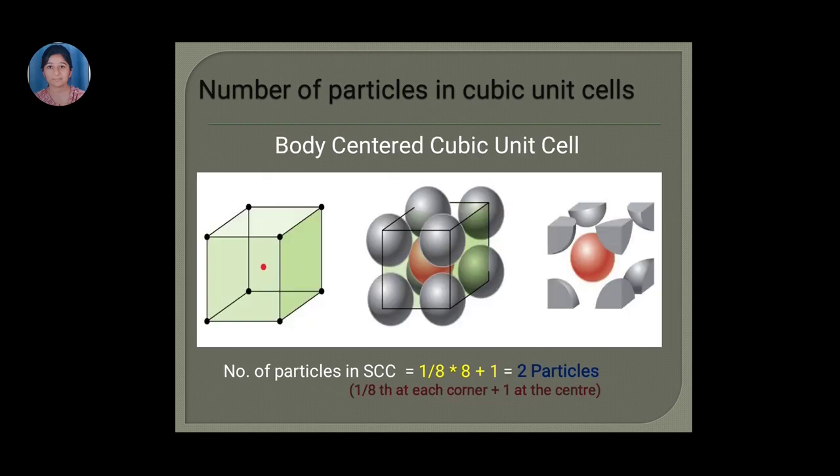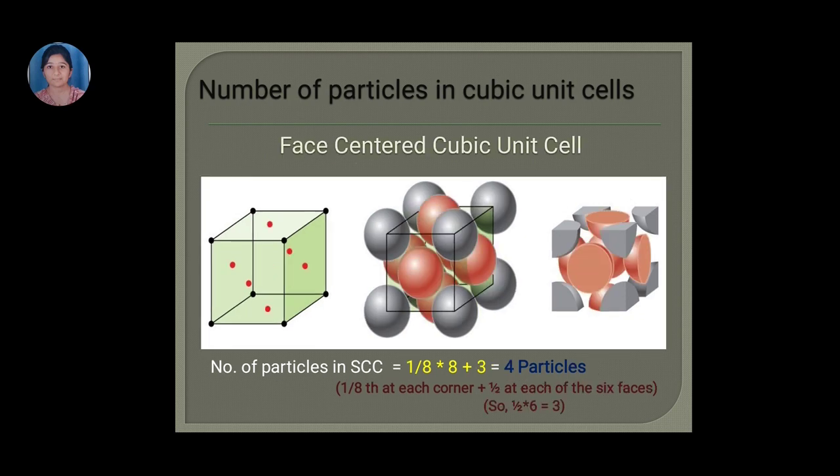Let us move to the body centered cubic unit cell. Now in the body centered cubic unit cell, as in the simple cubic unit cell, 1/8 part of an atom is present at each of the 8 corners, so we'll be multiplying it by 8. In addition, there is one whole atom present at the center, hence the name body centered cubic unit cell. So we get two particles, that is 1/8 multiply by 8 plus the 1 which is present at the center. This is how we get two particles in body centered cubic unit cell.